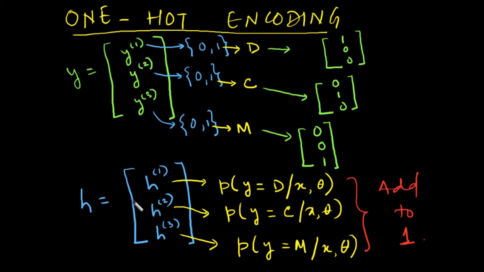So again, like last time, we need two things. Firstly, we need the hypothesis function. So we need to write a mathematical expression for this h in terms of x and theta, and then we need a loss function or a cost function which we can minimize.